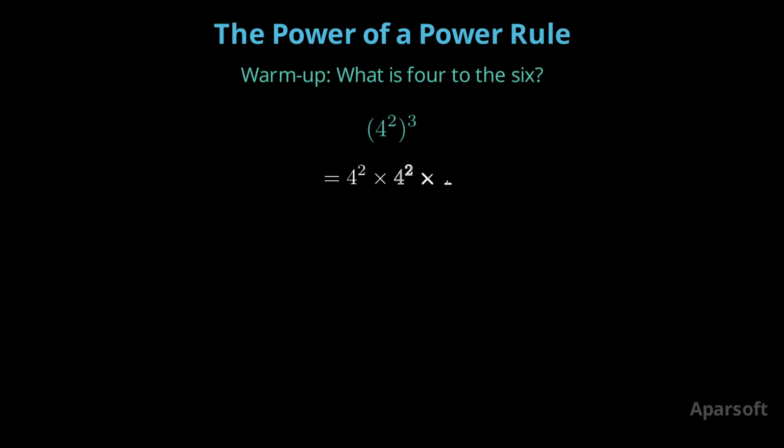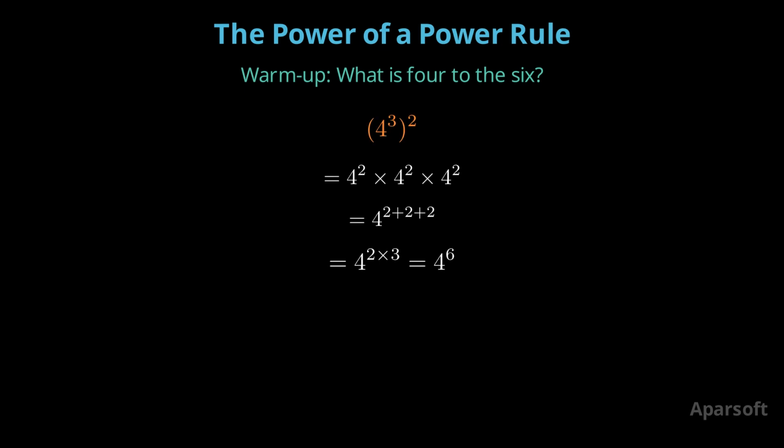Let us warm up with something familiar. Take 4 to the 6. Watch what happens when we write it as 4 squared cubed. That means 4 squared times 4 squared times 4 squared times 4 squared. By the product rule, the exponents add up. 2 plus 2 plus 2. And 2 plus 2 plus 2 is the same as 2 times 3, which is 6. So 4 squared cubed equals 4 to the 6.